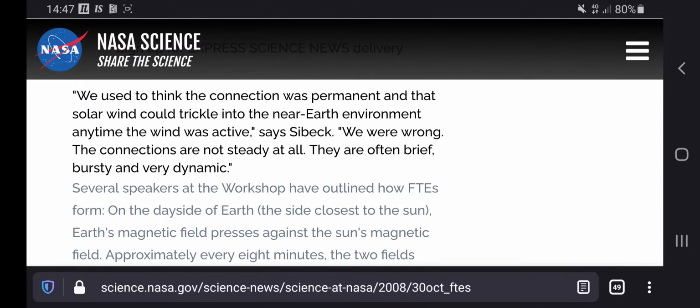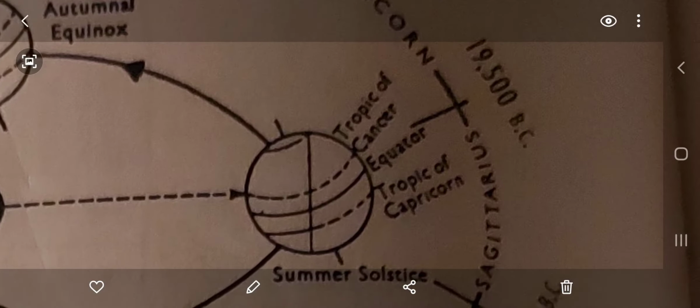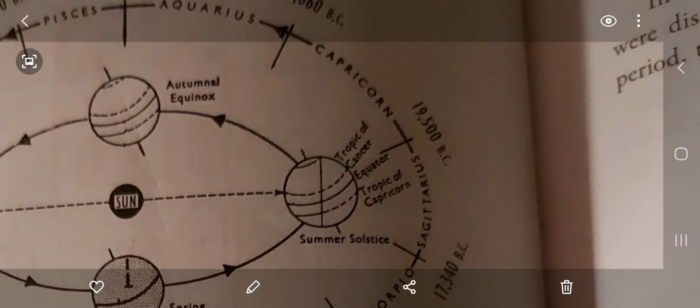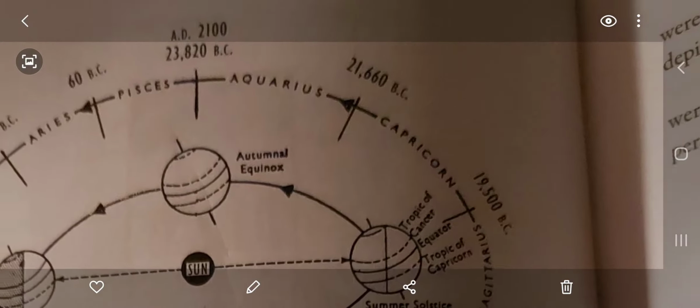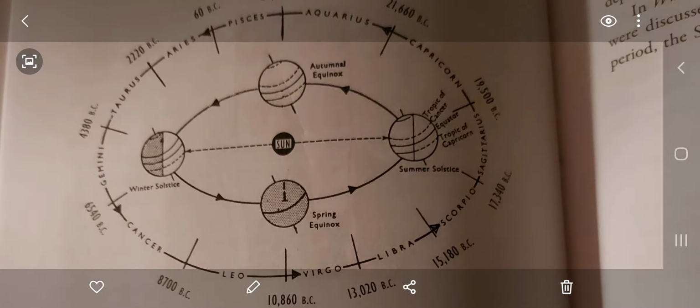You can read the rest of that, but I want to show you something else in the meanwhile. Yeah, let's go quickly to this one here. They are marked: the equator, Tropic of Capricorn, Tropic of Cancer. They're important. The spring equinox. We are on the opposite side of this circle this year.